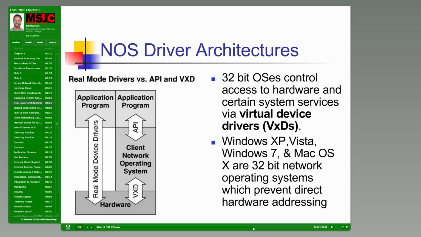So all of your 32-bit operating systems pretty much operate this way, using the virtual device drivers. And of course that includes Windows XP, Vista, Windows 7, Mac OS X, and those are all 32-bit network operating systems. And of course also now 64-bit operating systems are available for those as well, and they all prevent direct access to the hardware. So they all use VXDs. If you have older hardware that only has real mode drivers and there aren't any newer VXD drivers available, then it won't be supported on the newer operating systems.